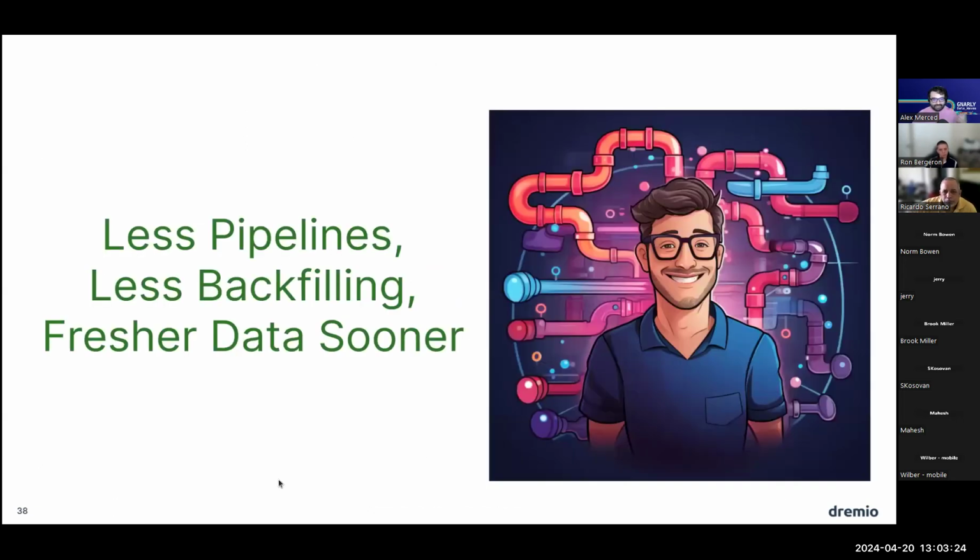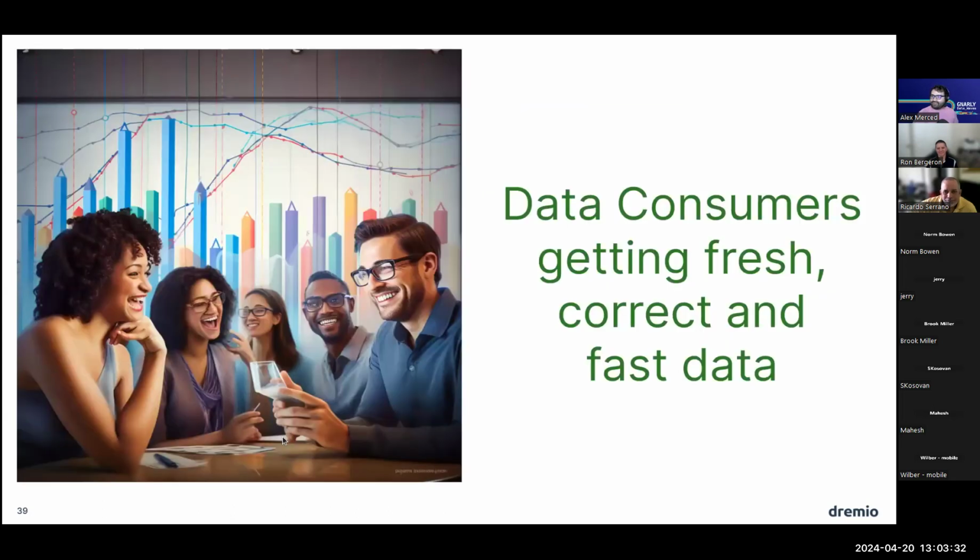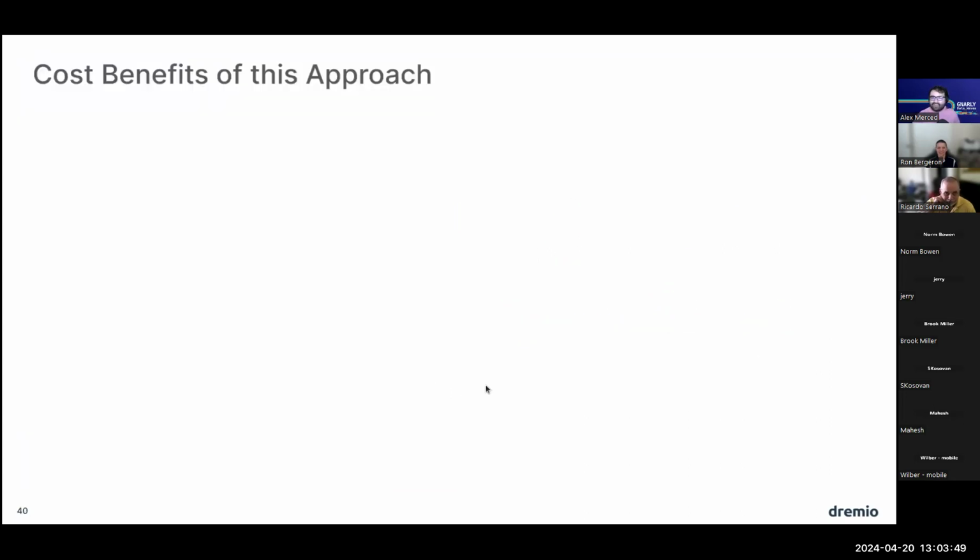Okay, so again, less pipelines, less backfilling, fresher data sooner. So if you're the data engineer, your life is a little bit less stressful. If you're the data scientist or data analyst, you're thrilled. You're getting your data quicker, so it's going to be fresher, more likely to be correct because it's not moving as much. So it's going to be much easier to diagnose problems. You can isolate the data in branches, that way you can catch those problems before you publish the data. So yay.